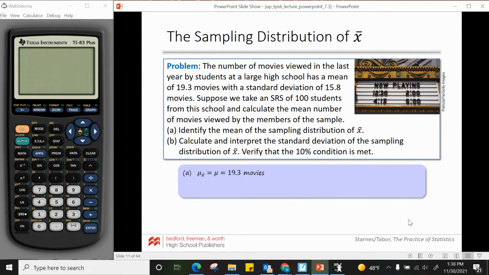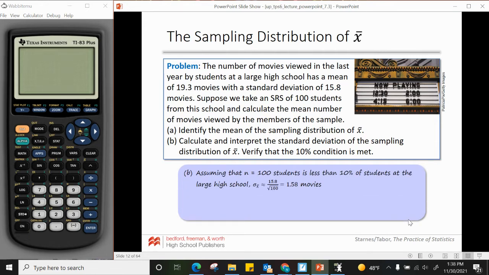So the mean of X bar is just equal to the mean of the population, which is 19.3 movies. And so now we've got to check the 10% condition because we're sampling without replacement. So we're assuming that 100 students is less than 10% of all the students at the large high school. If you're at a large high school, I think it's pretty safe to assume that there are over 1,000 or 2,000 kids in it, so we are good there.